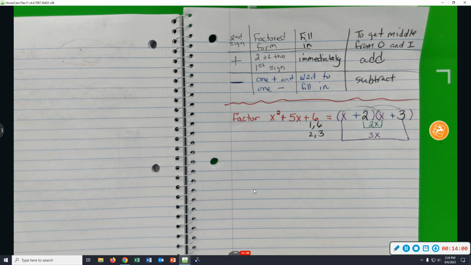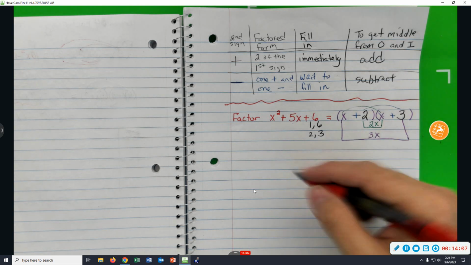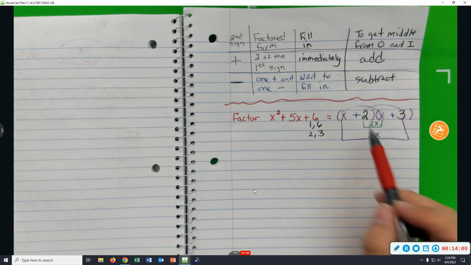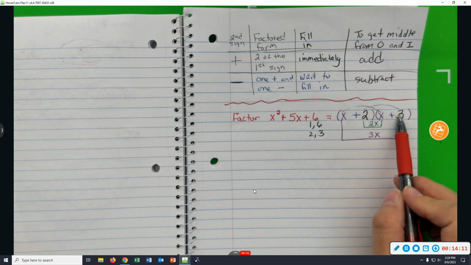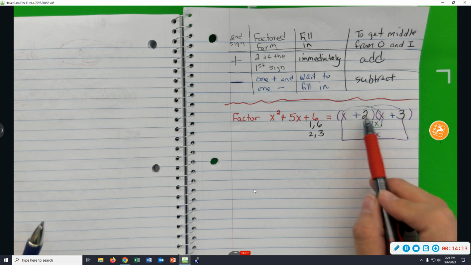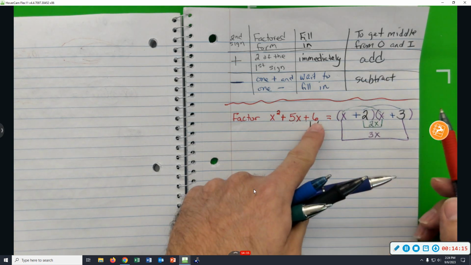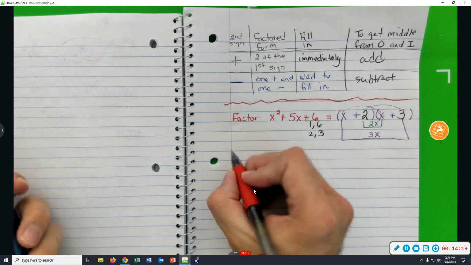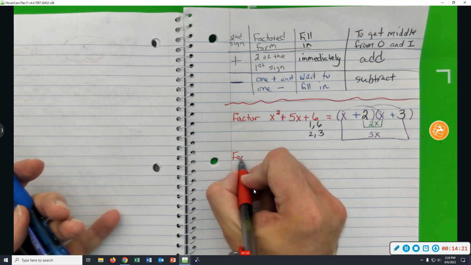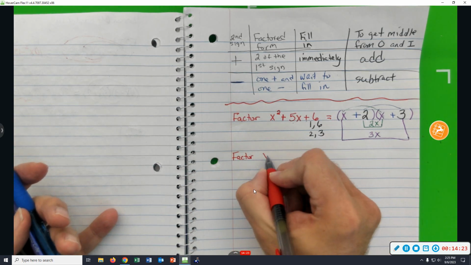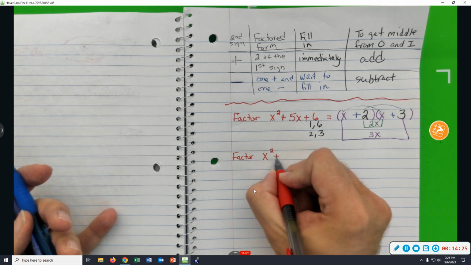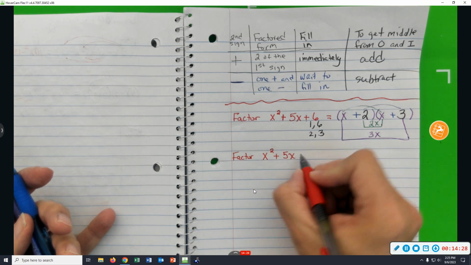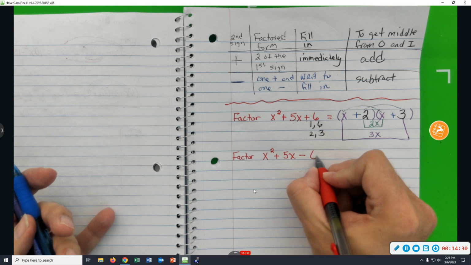This is sort of a trial and error, but we give you hints, so you're not just sitting there randomly choosing numbers. Like in the last two numbers, you would never put something like 5 and 3 because you need numbers that multiply together to give 6. Okay? What about this one? It's going to look very similar. x squared plus 5x minus 6.